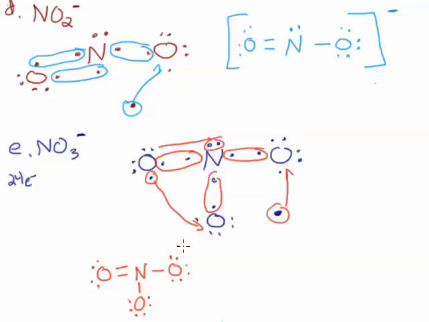Now this compound does have resonance structures because that double bond could just as easily have been here. But we will talk about resonance later in the chapter, so don't worry if that doesn't make sense to you yet. In fact, we'll use this exact example later in the chapter. Let's look at this final example for F. This one's a little bit different.